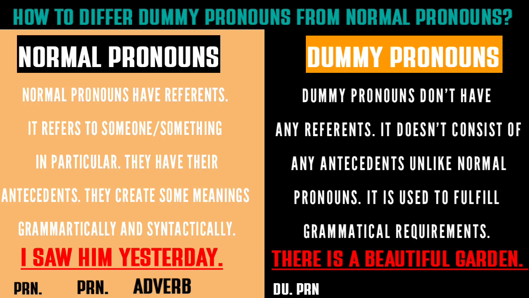But on the other hand, a dummy pronoun doesn't have any reference, it doesn't consist of any antecedents. Unlike normal pronouns, it is used to fulfill grammatical requirements. For example, there is a beautiful garden. In this sentence, "there", which is a dummy pronoun, doesn't give any specificity. It is used to fulfill the grammatical requirement. I hope in this way you can differentiate dummy pronouns from normal pronouns.